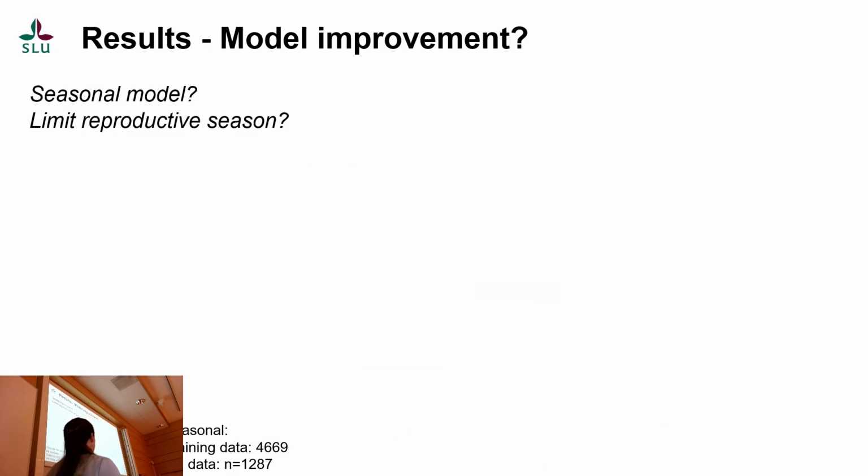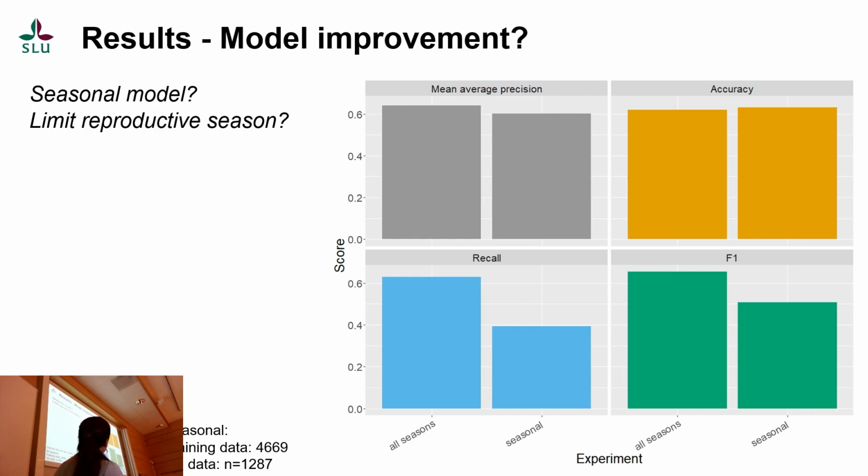I also looked into whether it's easier to use only a specific season, like only the reproductive season that we're interested in. But here, I didn't really see any improvement at all in the metrics. So at the moment I stick to this model across ungulates and for the whole year.